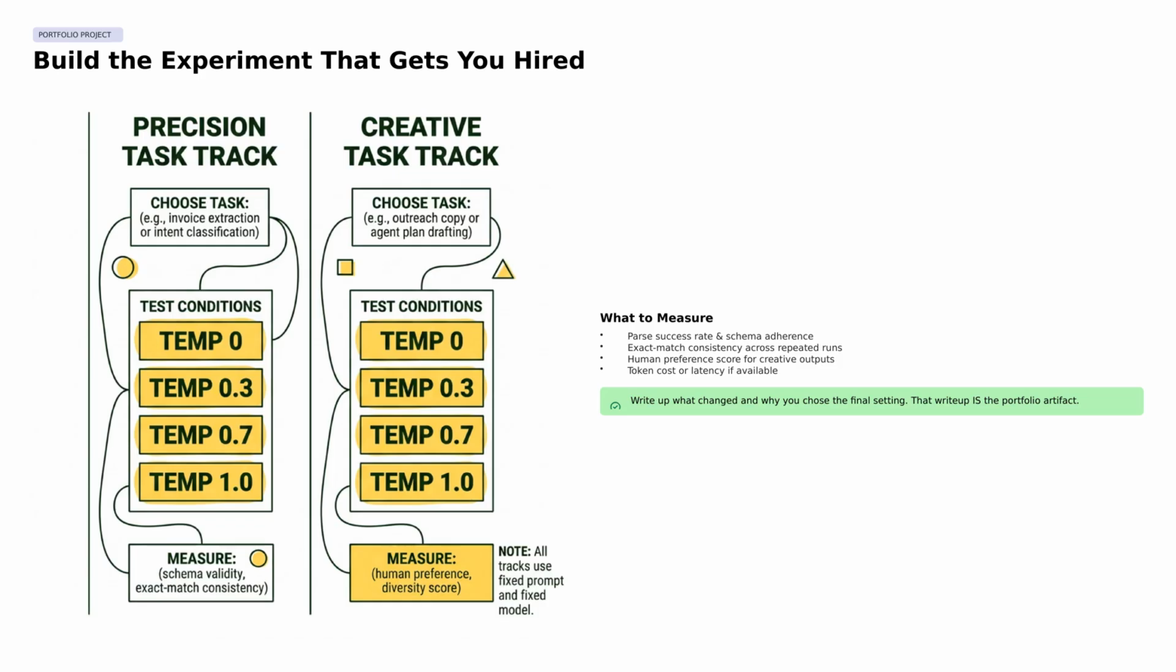For your portfolio project, build a simple experiment that shows how you evaluate model performance, measure parse success, and schema adherence. Check exact match consistency across repeated runs, and use human preference scores for more creative outputs. If you can, include token cost or latency too. Then clearly write up what changed, what you learned, and why you chose the final setting. That write-up is the portfolio piece that helps get you hired.